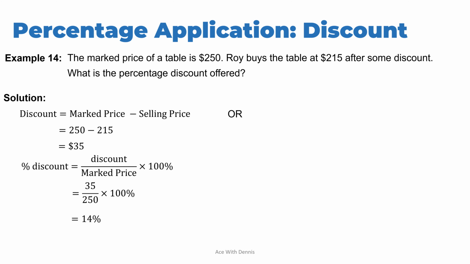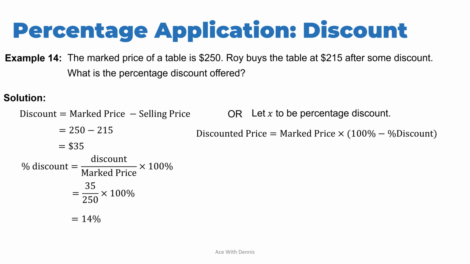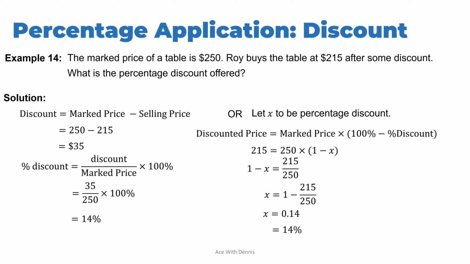Or you can use the shorter method, which is first we let x be the percentage discount, and we apply this formula: discounted price equals mark price times 100% minus percentage discount. Then we apply the values inside here. Discounted price is 215 equals mark price 250 times 1 minus x. Then we solve this equation. 1 minus x equals 215 over 250. So x will be 1 minus 215 over 250. x is 0.14, which is 14%.